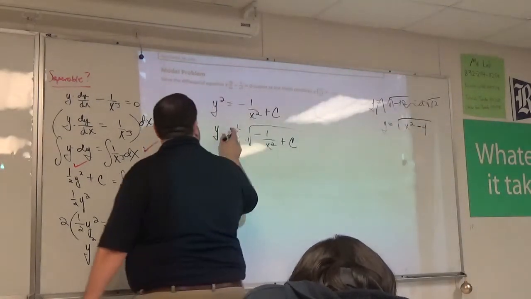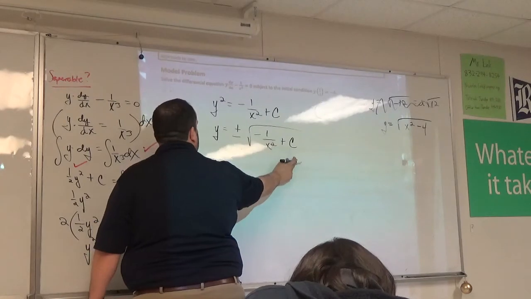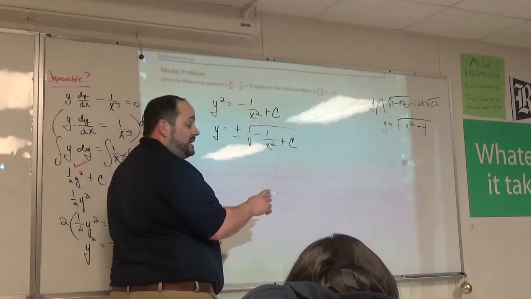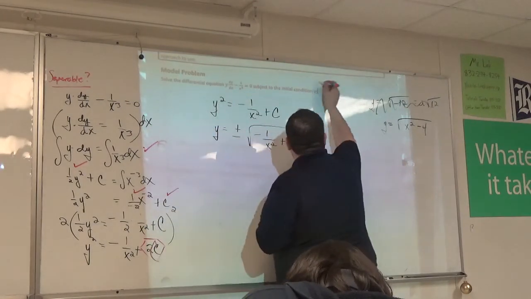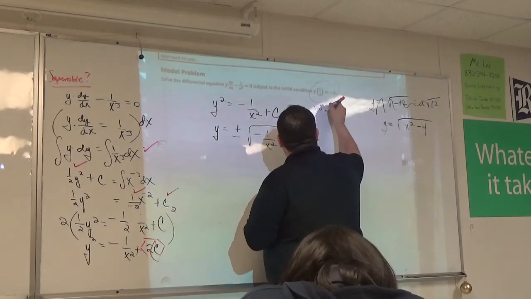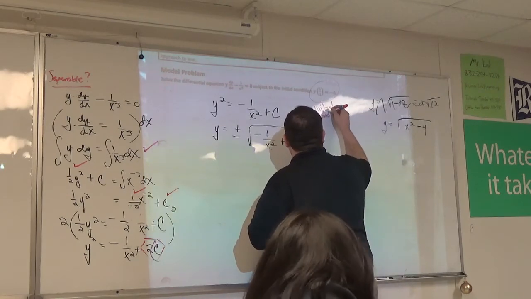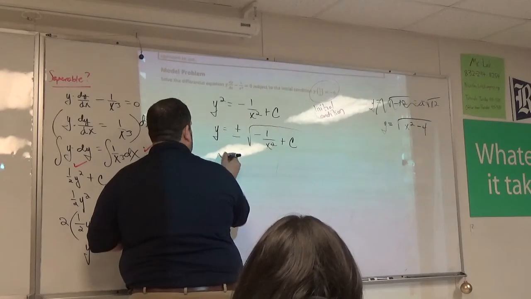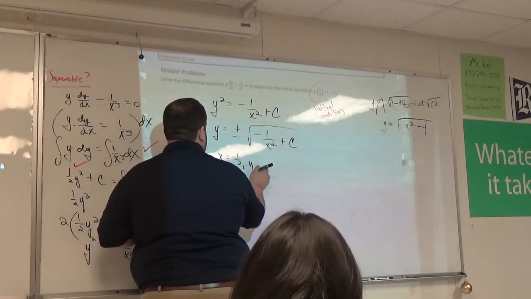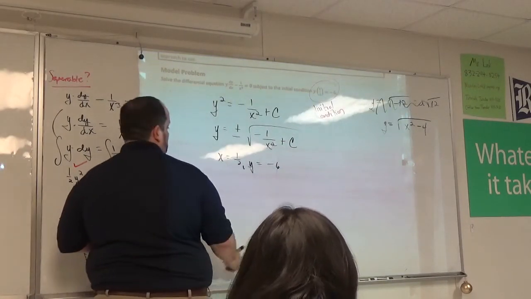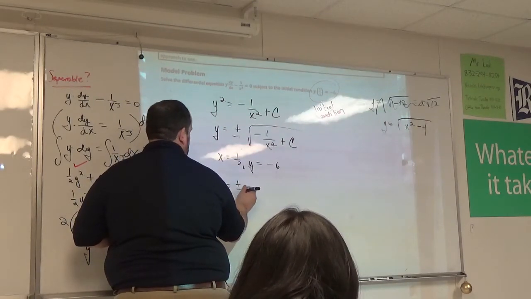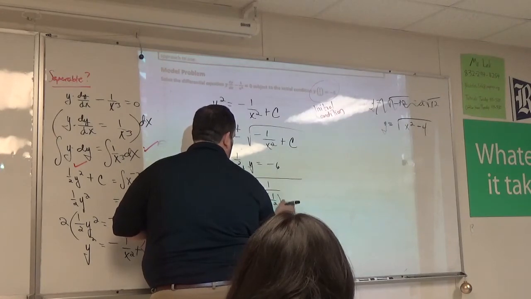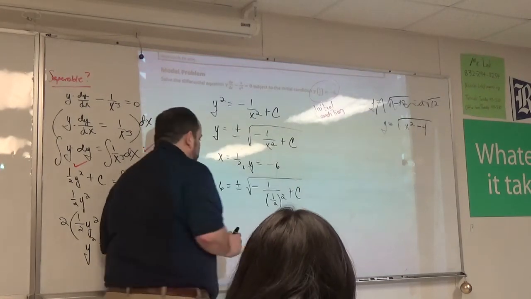So y is plus or minus the square root of negative a half, negative 1 over x squared plus c. I'm not done because I have an initial condition. Right? I know I've got one. And now the question is, what's the right value of c? So we're going to plug it in. Let x equal a half, and y has to be negative 6. Negative 6 is plus or minus the square root of negative 1 over a half squared plus c.